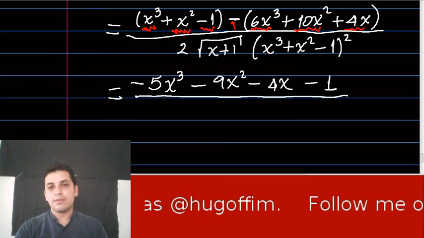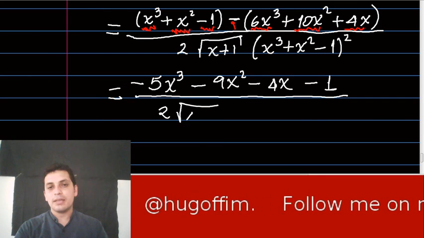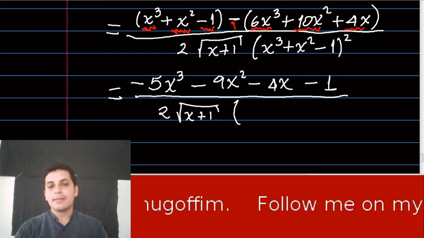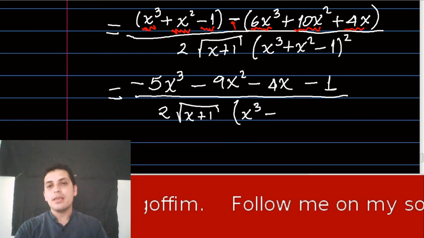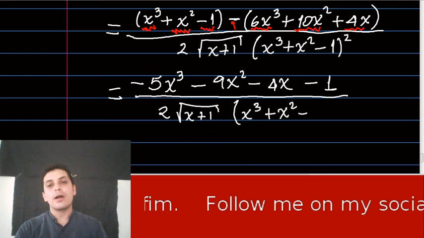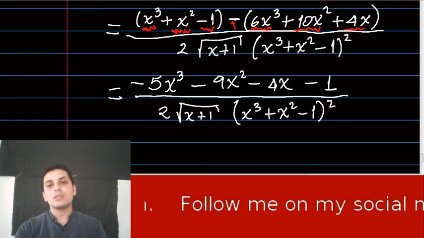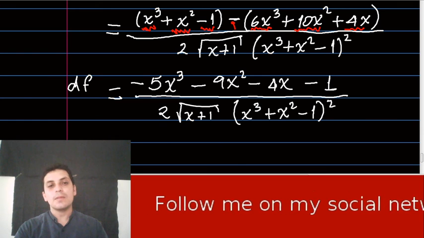Okay, so finally we have this form that I dare say is the final form for our derivative. So this is the f prime of x.